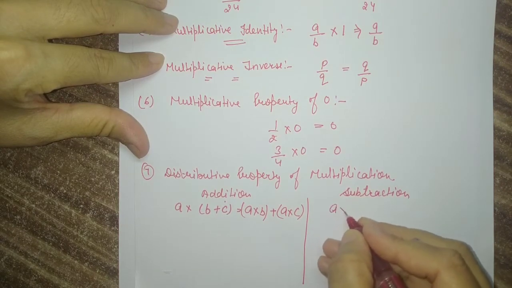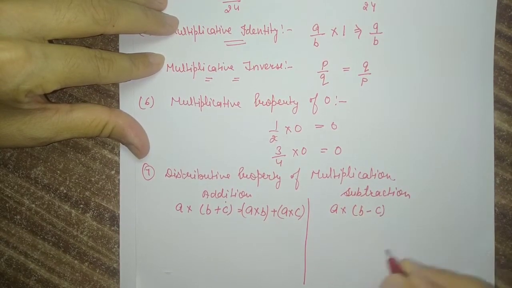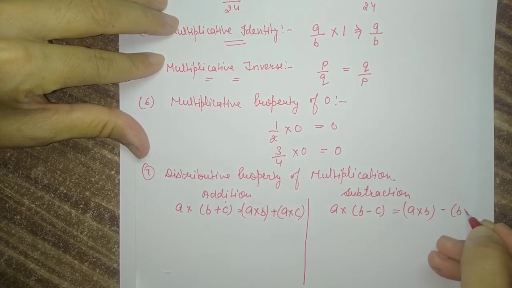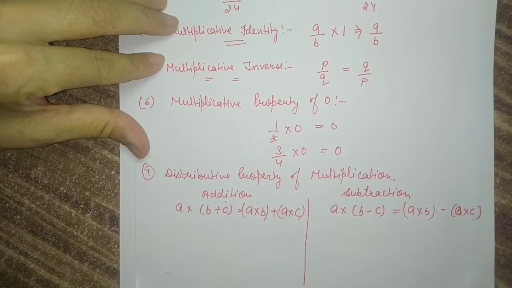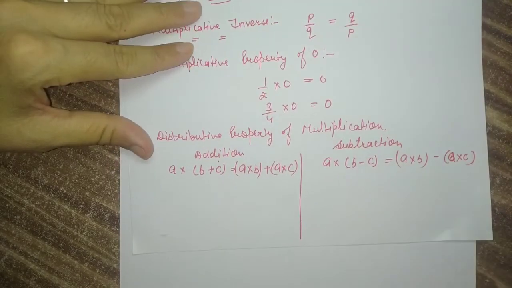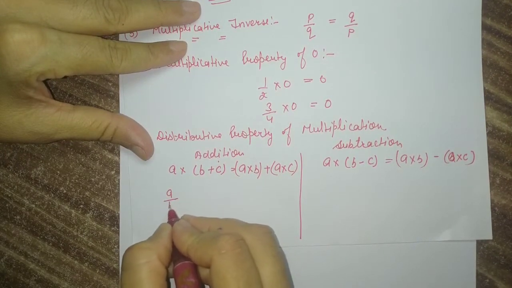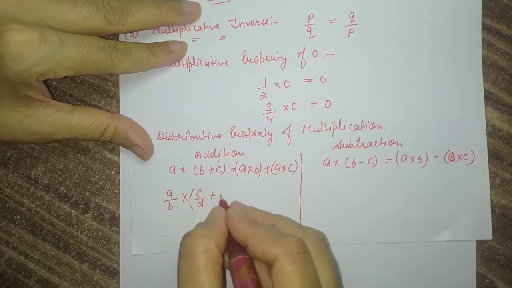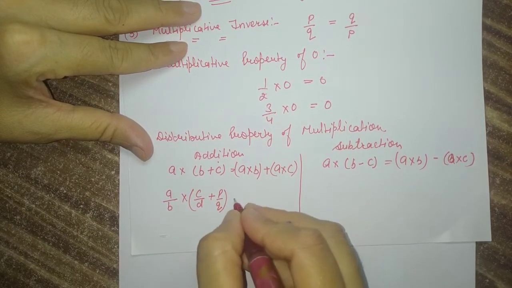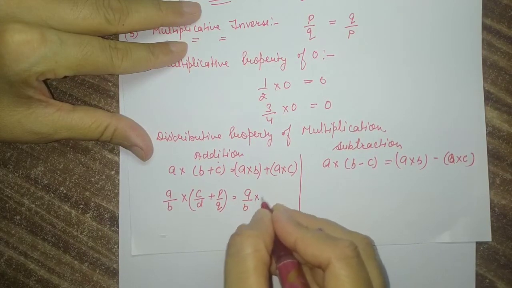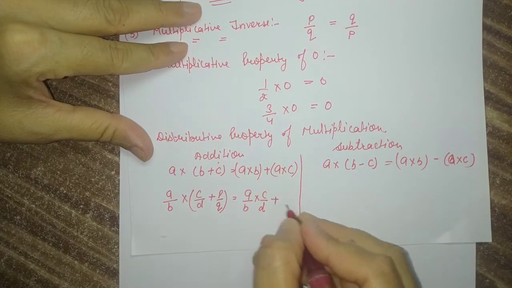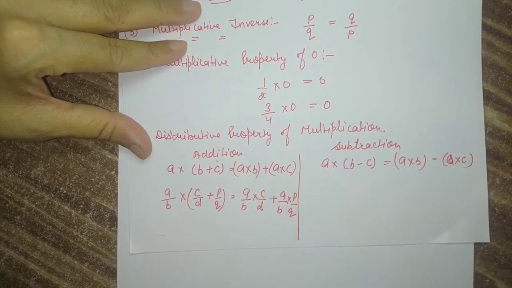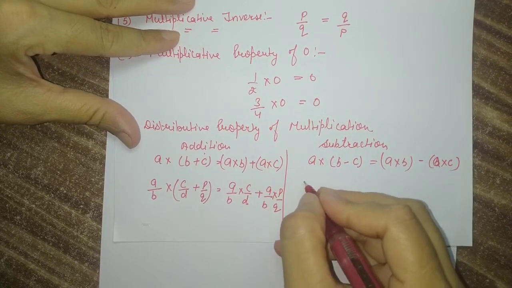In case of subtraction, we multiply with the subtraction of two numbers, like A multiplied with B minus A multiplied with C. Okay, and in the case of rational numbers, how? A upon B, the first rational number, multiplied with C upon D plus P upon Q. So how do we solve? A upon B multiplied by C upon D, then a plus sign between them, again A upon B multiplied by P upon Q.